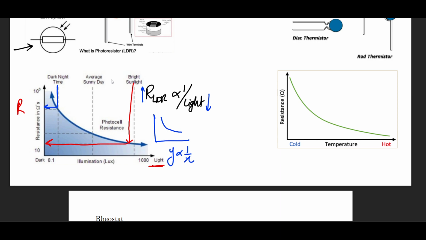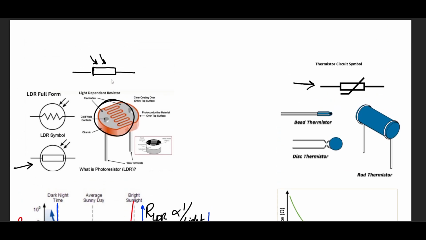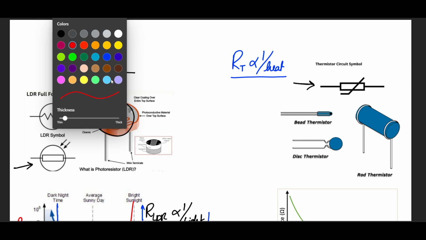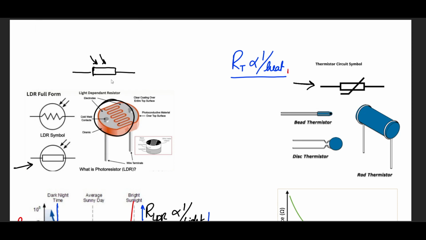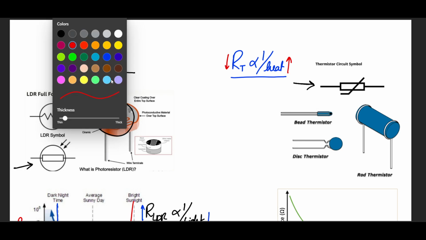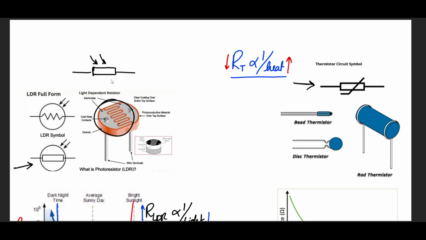The other thing that you have to remember is with respect to the thermistor, which exactly has the same behavior with its respective quantity, which is that the resistance of thermistor is actually inversely proportional to heat or temperature or heat energy or thermal energy. So if you increase the temperature, the resistance falls. And if you decrease the temperature or if you cool it down, the resistance increases.